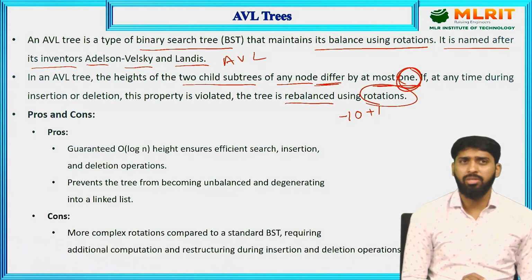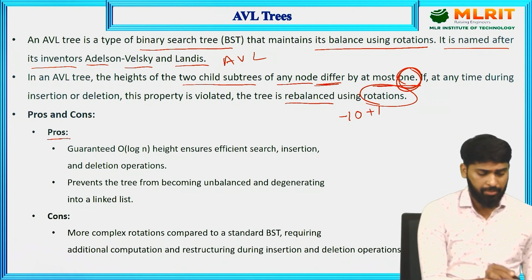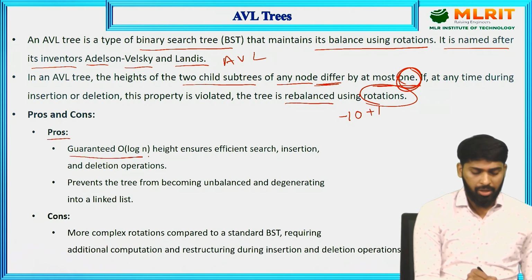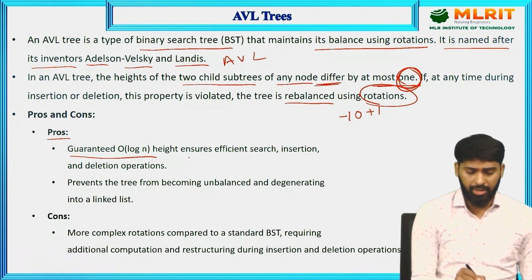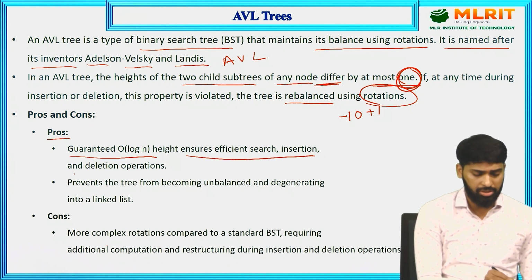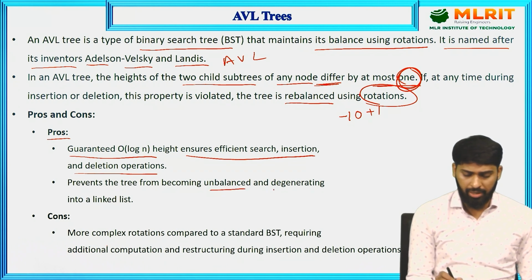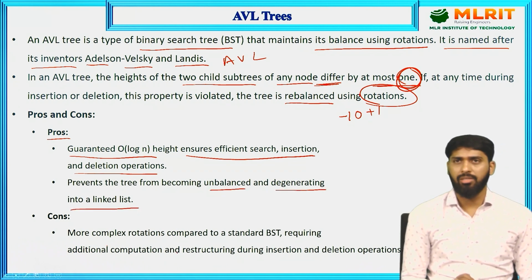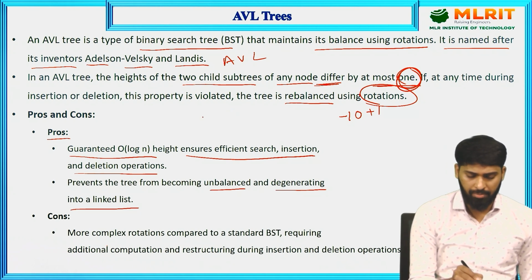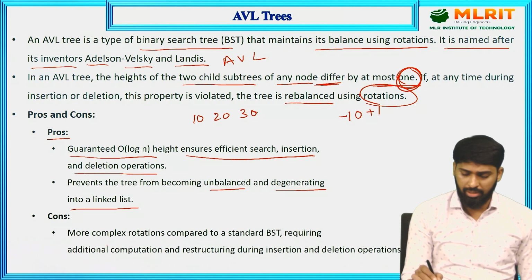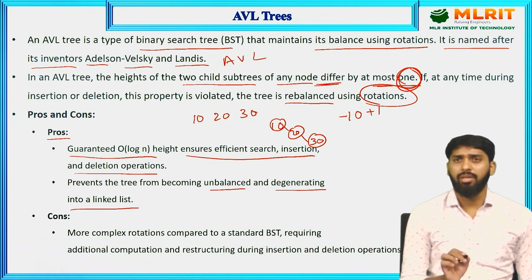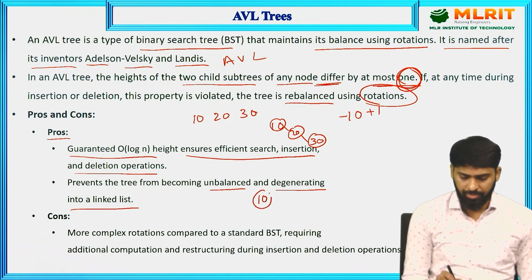So coming to pros and cons. Pros: the guaranteed big O of log n height ensures efficient search, insertion and deletion operations. It prevents the tree from becoming unbalanced and degenerating into a linked list. So for example, here, the same 10, 20, 30. In a binary search tree, how we can insert 10, 20, 30. Okay. Now in an AVL tree, so 10, next 20.